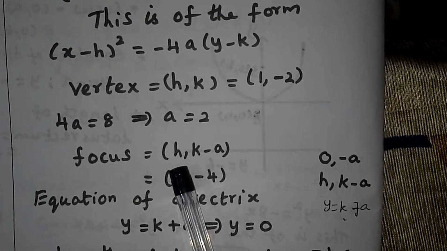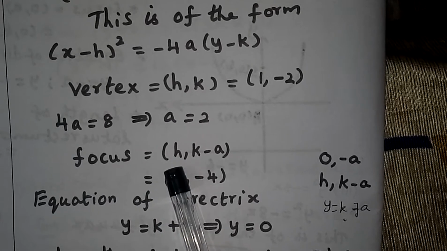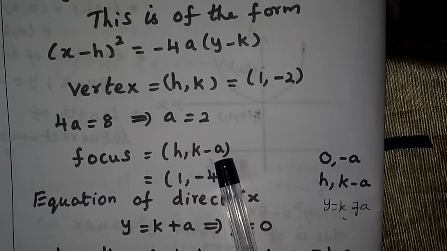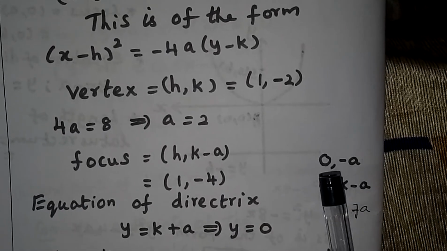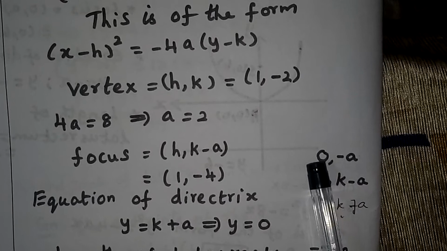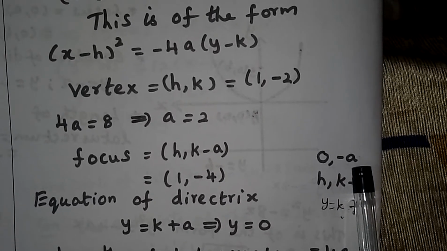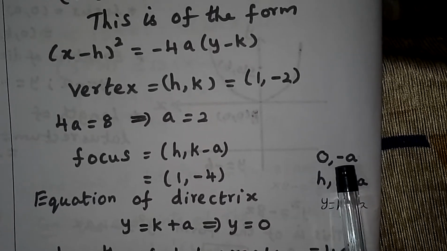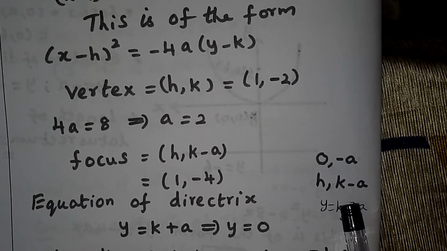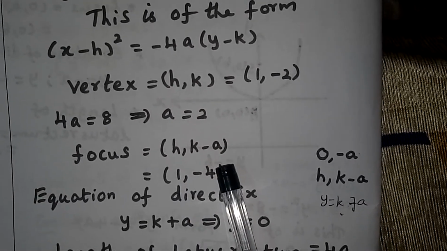Now you can write the formulas. For focus we have the formula as h comma k minus a. You can learn the formula like this. Otherwise, when the vertex is origin, what is the focus? 0 comma minus a. Then you can add h and k here. So h comma k minus a, like that also you can remember. So h comma k minus a is the formula.